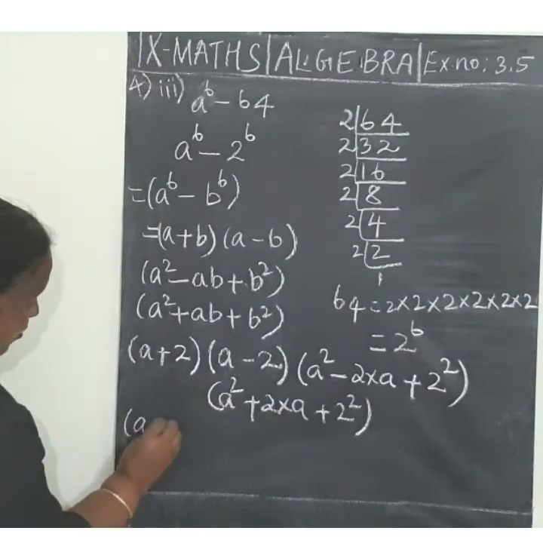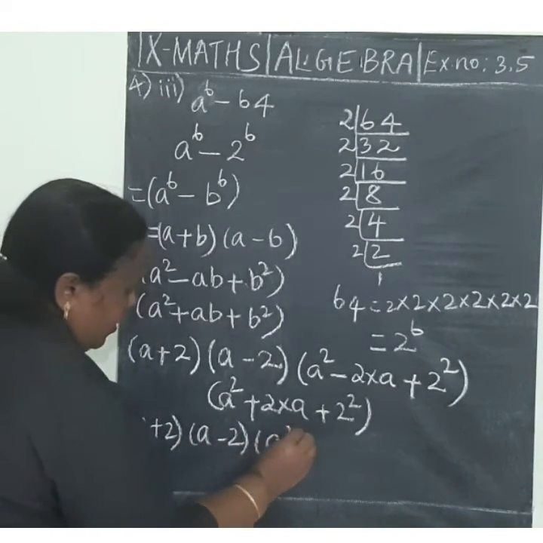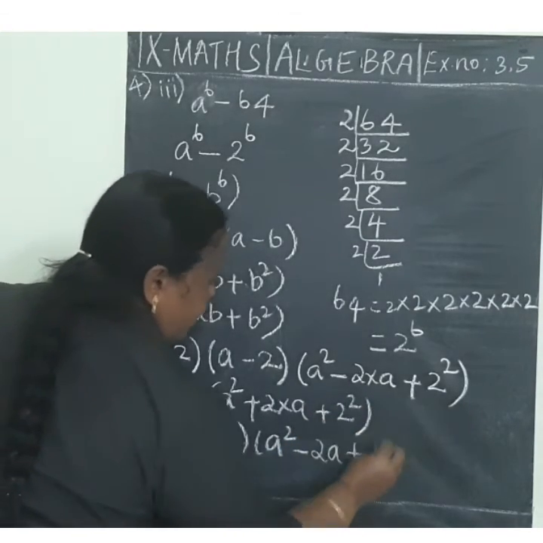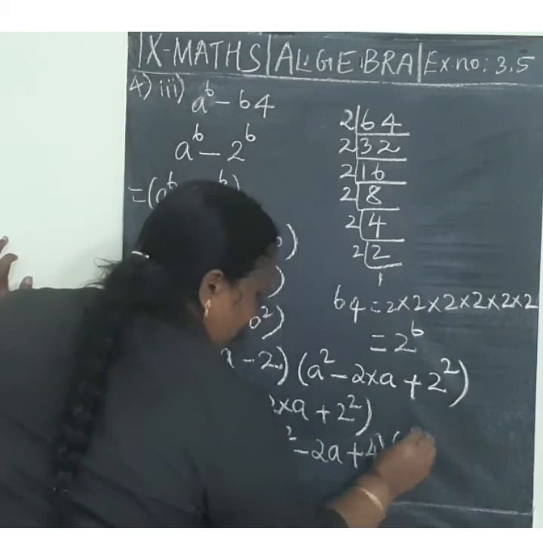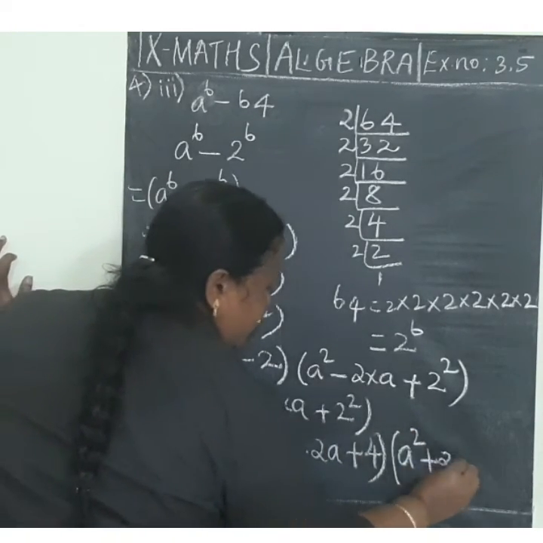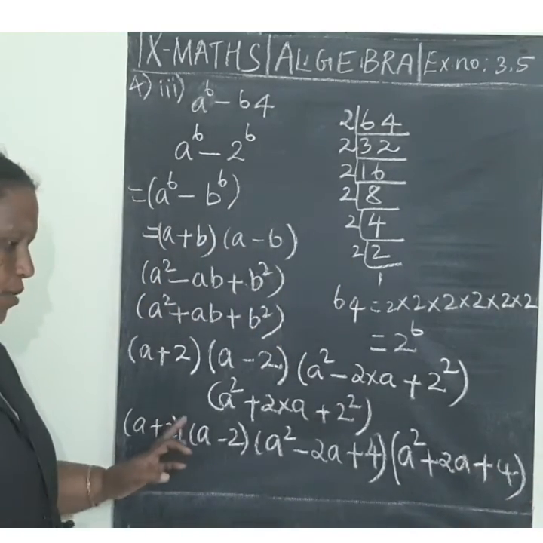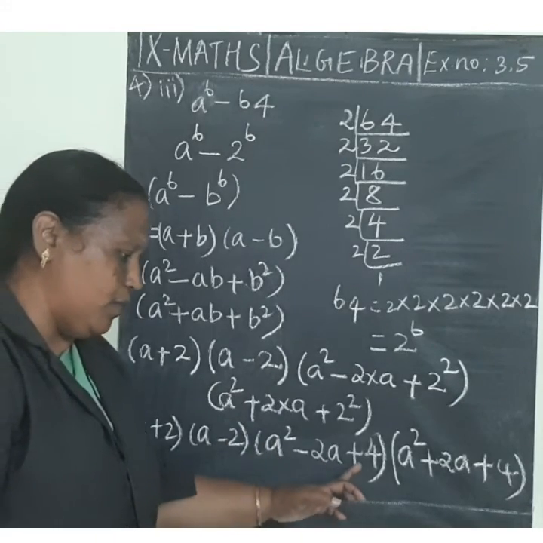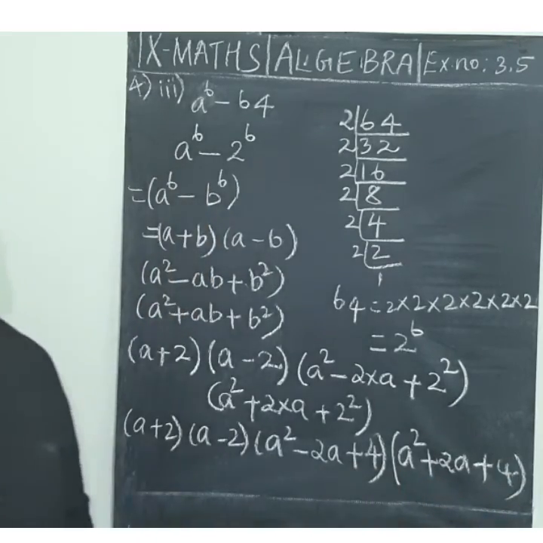So a plus 2 into a minus 2 into a squared minus 2a plus 2 squared, which is 4. So into a squared minus 2a plus 4. So a plus 2 into a minus 2 into a squared plus 2a plus 4.